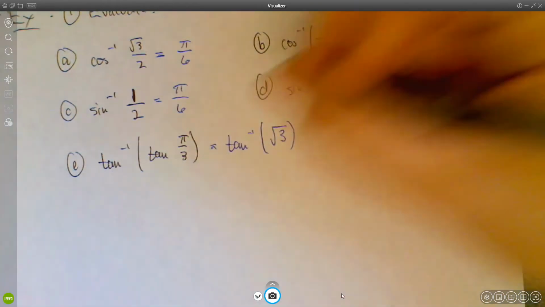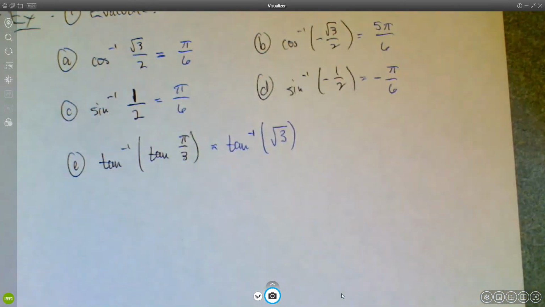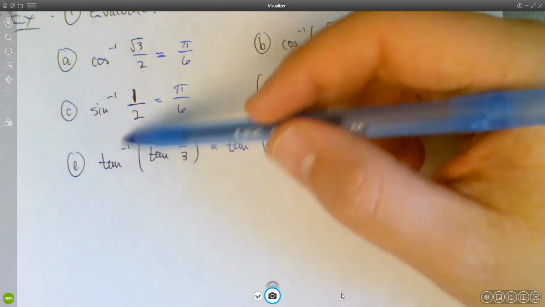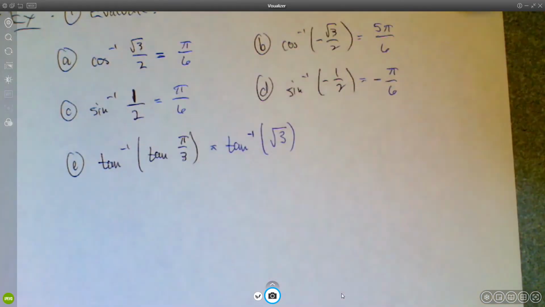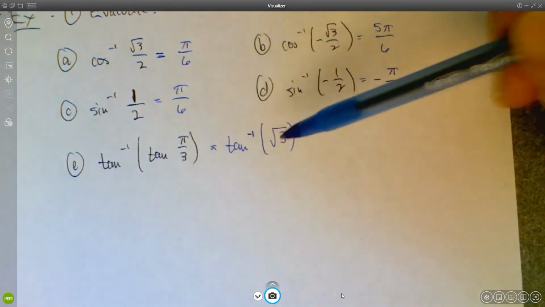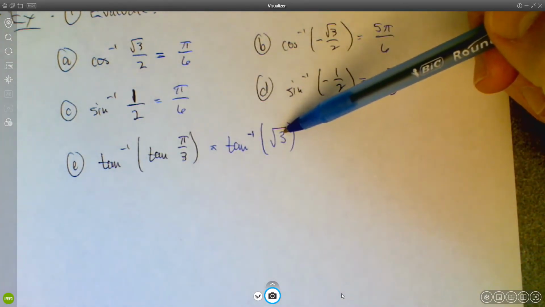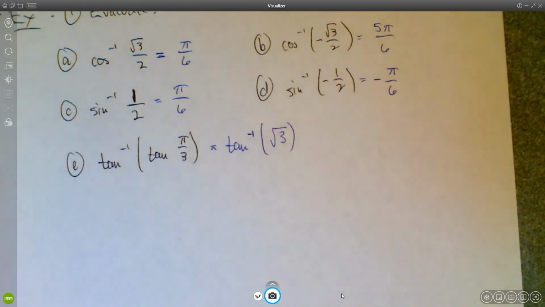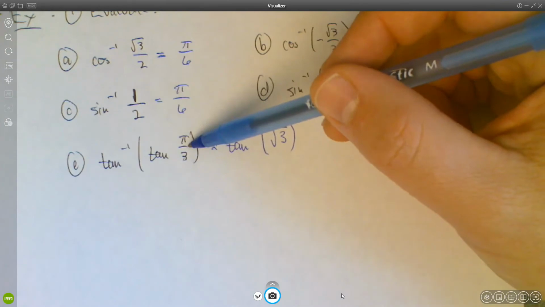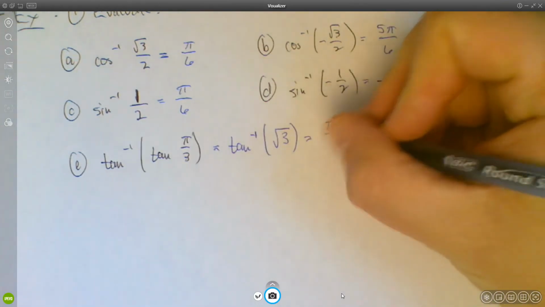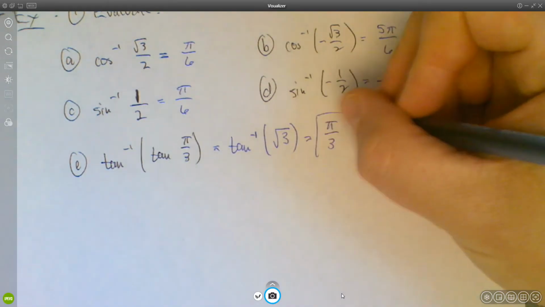And now to figure out what tangent inverse of root 3 is, we have to work backwards. Tangent inverse maps us back to between negative pi over 2 and pi over 2. So we have to find an angle such that tangent of the angle is root 3 and the angle is between negative pi over 2 and pi over 2. Well, pi over 3 will do the trick. So tangent inverse of root 3 is just pi over 3.